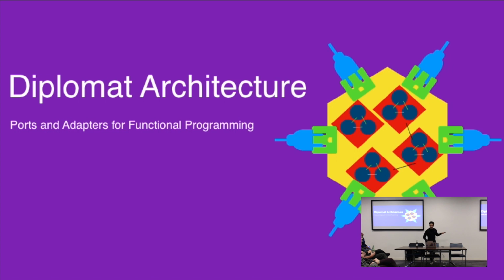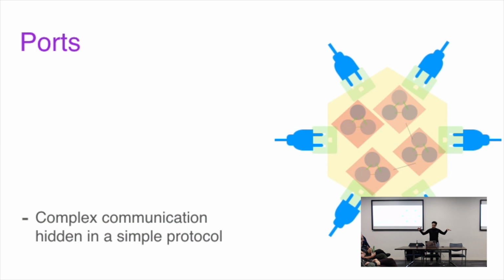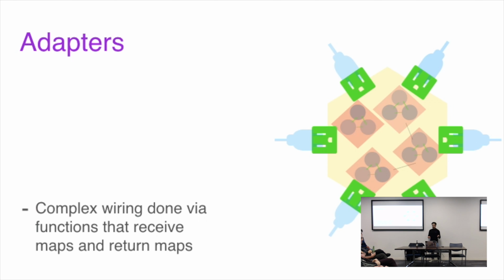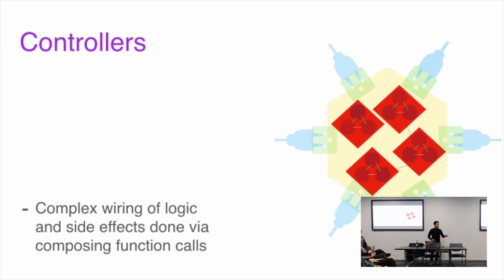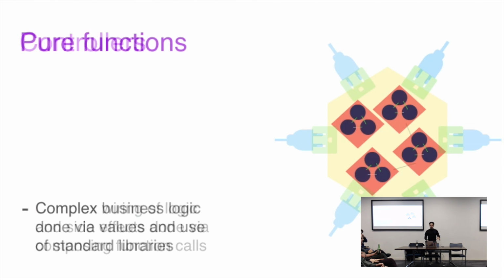So we use what we now call the diplomat architecture, which is based on ports and adapters, but focused on functional programming. We have the ports, which are the communication between the services, the way a service communicates with the external world. We have the adapters, which are the handling functions for those ports. So the function that handles the HTTP request or the function that handles a new Kafka message is this adapter layer. And these functions delegate to the next layer, the controllers. The controllers wire all the business logic to the side effects. All the side effects are done via the ports and adapters, but the controllers wire that logic. And we have the pure functions, which are the actual business logic that runs on the service.